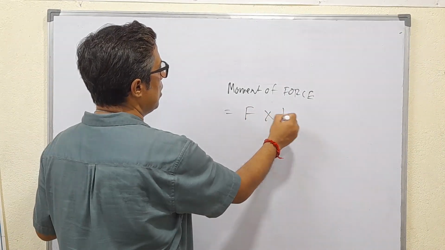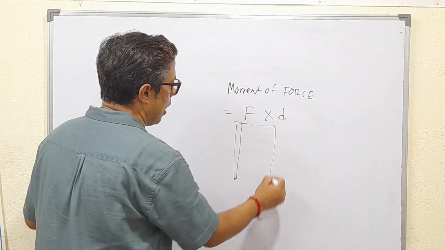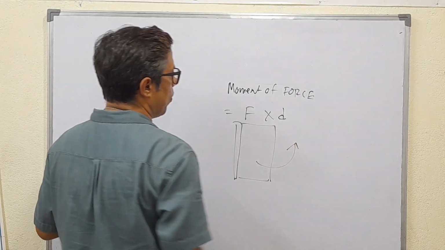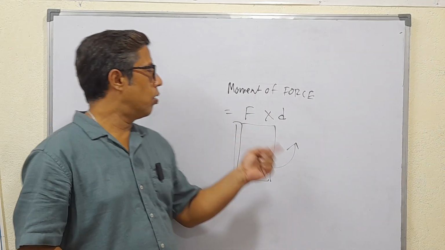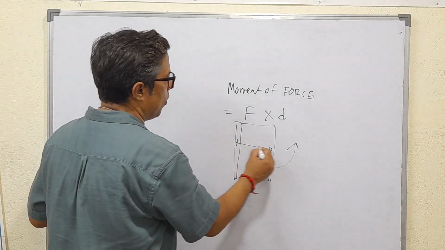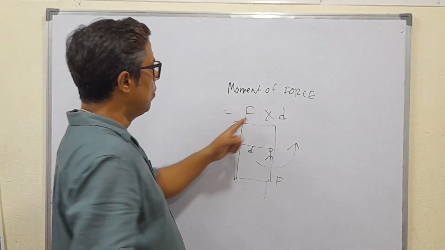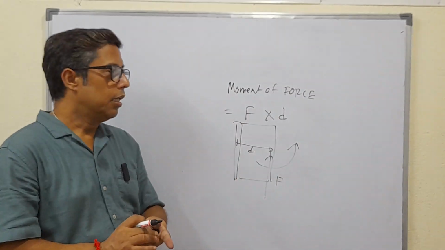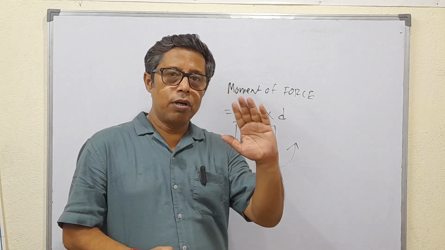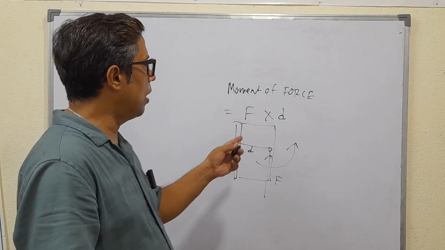force into distance. Let's say there is a door, and you are applying a force to open that door. The force is applied at a certain point, at a distance from the pivot, the hinge, right? So this is the distance and this is the force. Force into distance causes the moment of force. This is called the turning effect. Whenever you are opening a door, that's a turning effect, right? This starts in class 8.